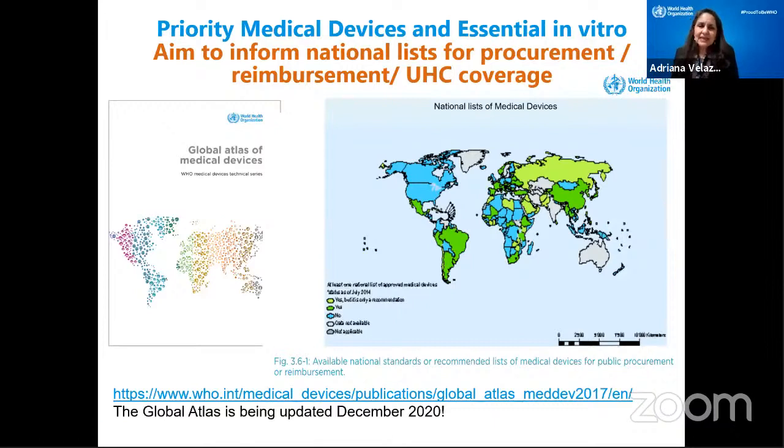In many countries, we did a study on all these aspects, from innovation, selection, procurement, etc. And then we put everything together into the Global Atlas of Medical Devices, that is being updated as we speak for the new release. And what we have is, for example, in this map, which countries have a list of medical devices that is approved for procurement, reimbursement, or universal health coverage, which countries have a list, but it is just the recommendations, and which countries have no list. And then the list needs to be defined.